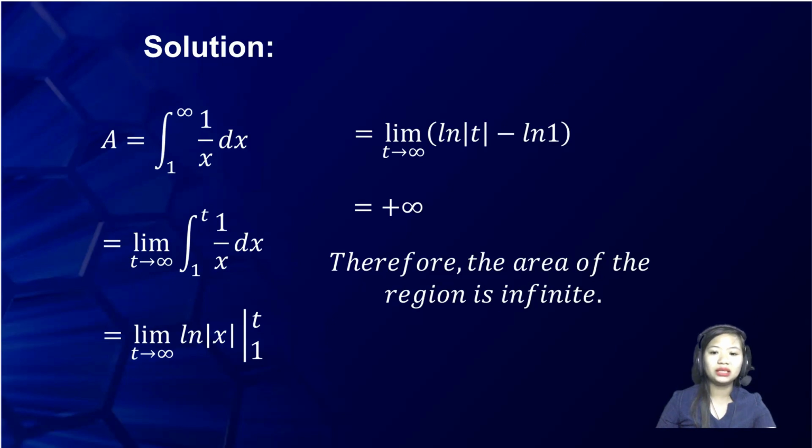As we simplify this, by taking t to infinity, we arrive at positive infinity. So as a conclusion, the area of the region is infinite. That would be our first example.